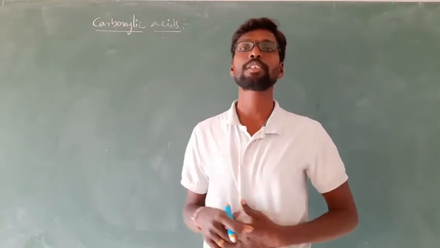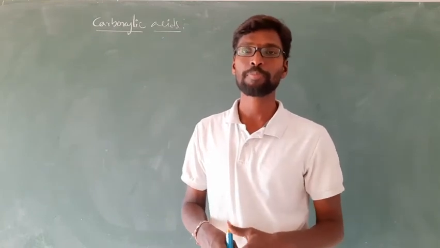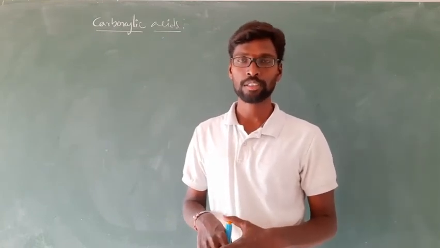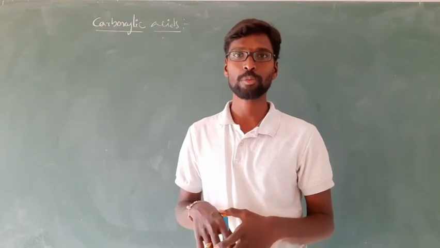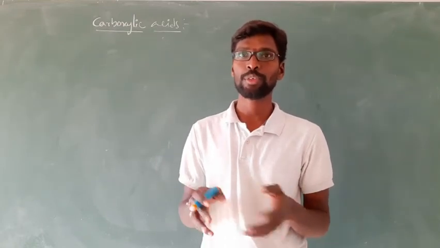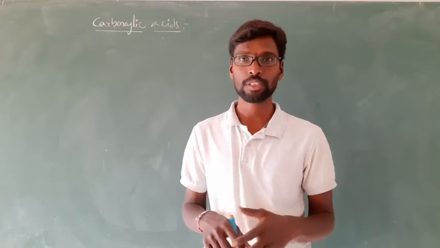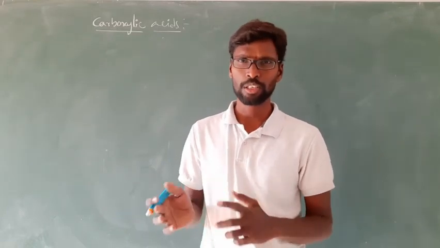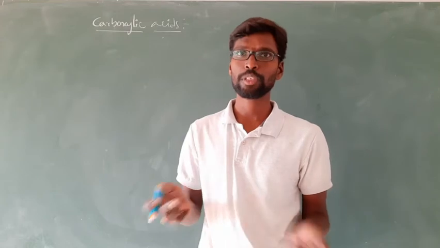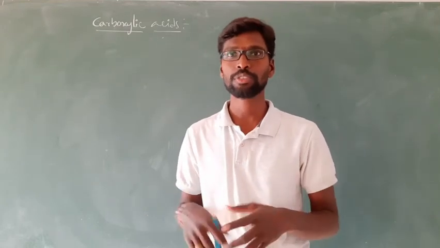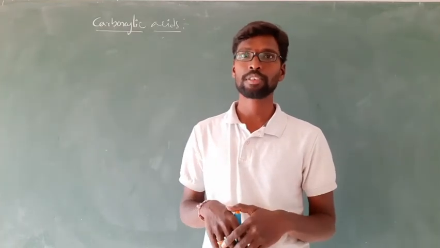Previously we discussed alkyl halides, alcohols, phenols, ethers, and again RS nomenclature, which appears in your optical isomerism. In that we have discussed conversions of one form to another, like Fischer to Newman, Newman to Wedge-dash, and Wedge-dash to Fischer again. We discussed that in the last classes.